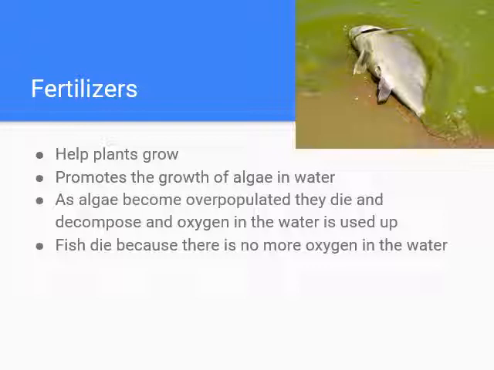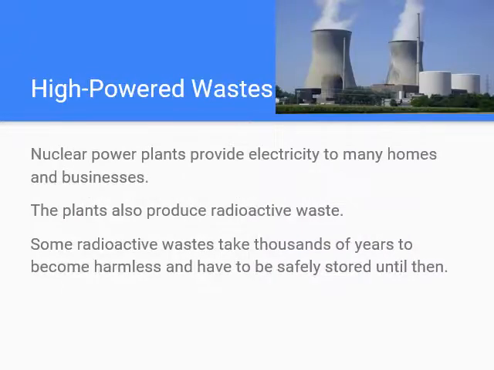So fertilizers help plants grow, so when it gets into streams or lakes, it helps algae grow in the water. As the algae grows really big, it becomes overpopulated and it loses its resources and it dies and starts to decompose, and those decomposers use up the oxygen in the water as they decompose the algae, creating a spot without any dissolved oxygen in the water, and fish die because there's no more oxygen in the water.